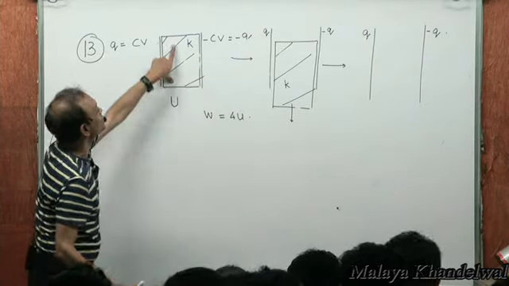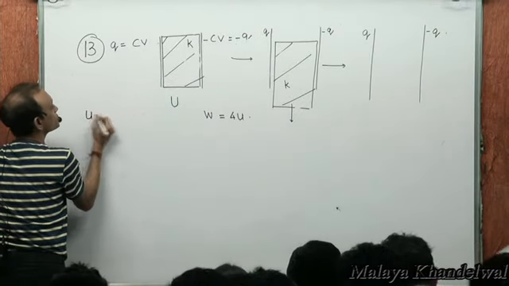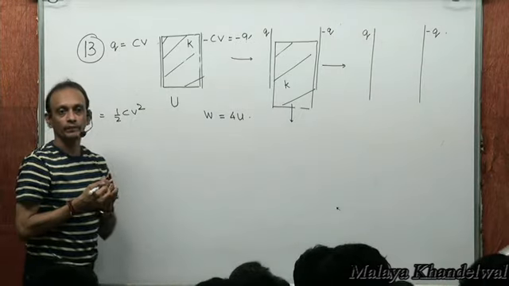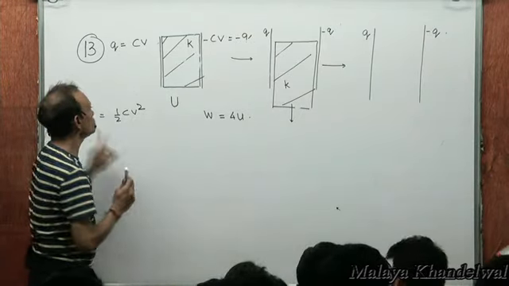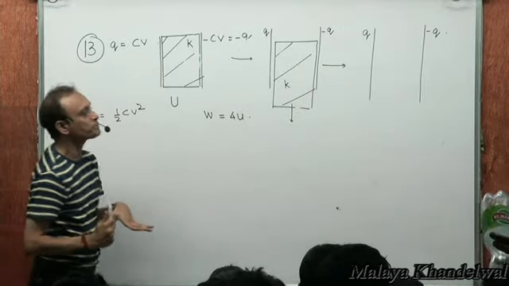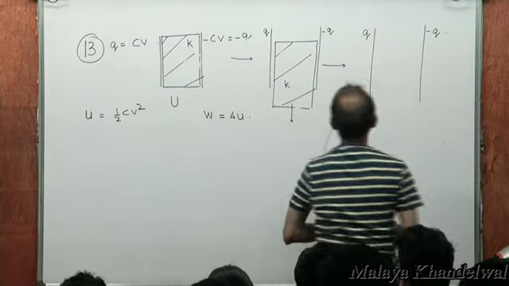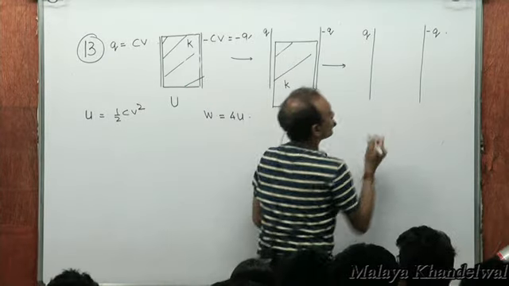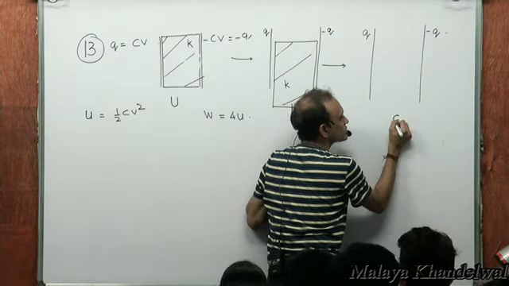Where U is the initial energy of the system. The initial energy of the system is half CV squared. One moment. U is half CV squared, right? Now, if the capacitance of this is C, what would be the capacitance of this? C by K.